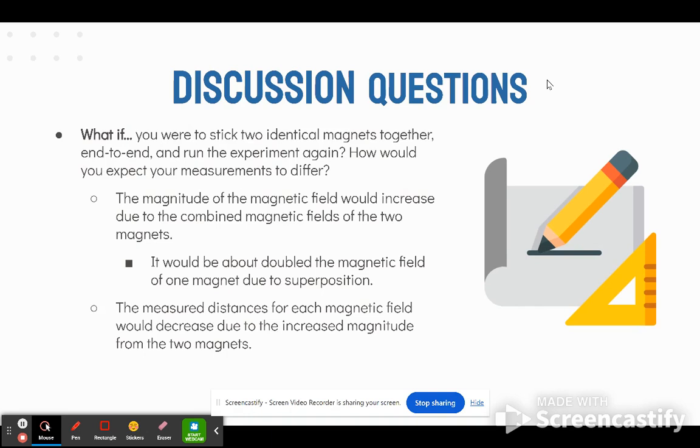For the second question, the magnitude of the magnetic field would increase due to the combined magnetic fields of the two magnets. We'd expect it to be about double the magnetic field of one magnet due to superposition again, and this can be supported by the previously shown experimental data. And using our formulas from the explanation of principles, the measured distances for each magnetic field would decrease due to the increased magnitude.